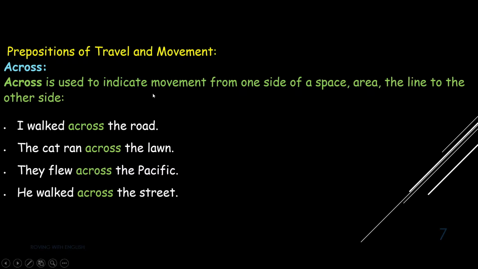Next is prepositions of travel and movement. So, first is across. Across is used to indicate movement from one side of a space, area, or line to the other side. Like, I walked across the road. The cat ran across the lawn. They flew across the Pacific. He walked across the street.